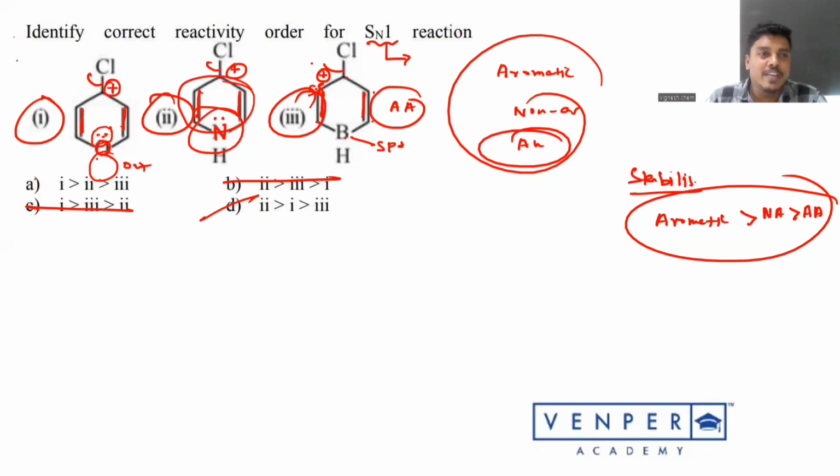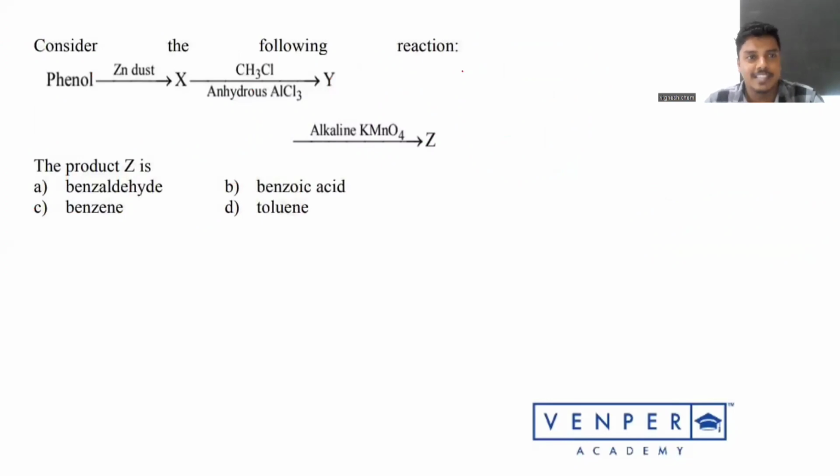Okay, this is a very important and good question. Please note. Now, next question. Consider the following reaction: phenol with zinc dust gives X, which undergoes Friedel-Crafts alkylation to give Y, and Y forms alkaline KMnO4, I get Z. We know what alkaline KMnO4 does, right? The side chain oxidation, right? Now take phenol, the simple reaction. Take phenol.